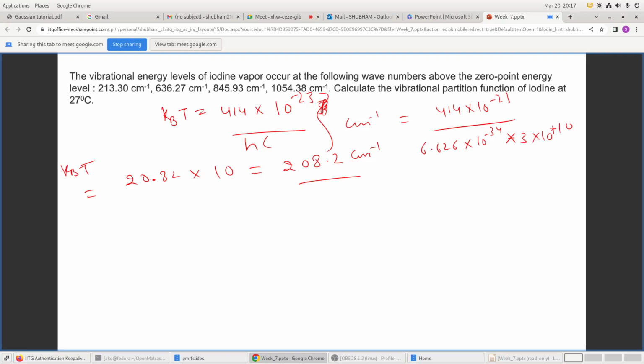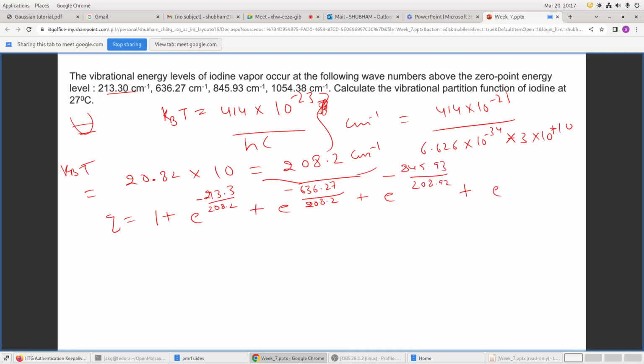This is the value of kBT, and Q was 1 plus e to the power, if we start with zero point energy, minus 213.3 divided by 208.2, plus e to the power minus 636.27 divided by 208.2, then plus e to the power minus 845.93 divided by 208.2, plus e to the power minus 1054.38 divided by 208.2. Now we have converted into per centimeter, so we can put energy in per centimeter. So we can calculate these values.